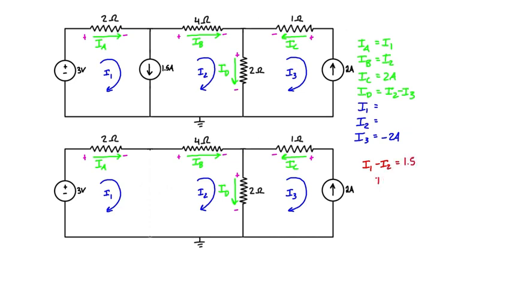We can also rearrange that and just say I1 is equal to 1.5 plus I2. And this is going to be one of the equations that we use to find one of these unknowns. And the other equation that we'll use is KVL around the supermesh.